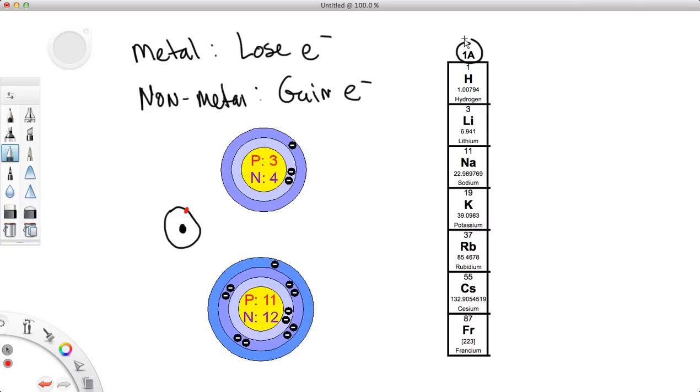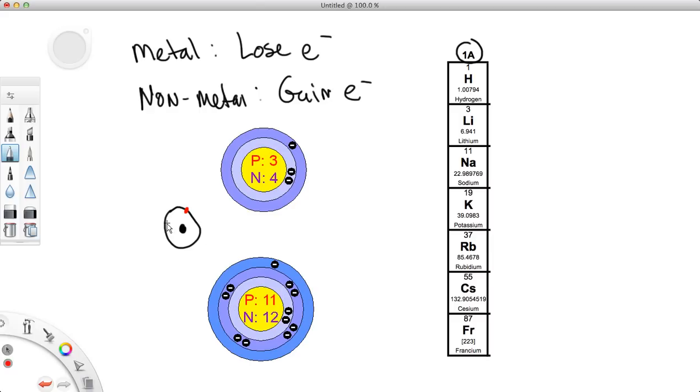That's why they're in group 1A. That 1 means 1 valence electron. But they're all metals, so they're going to lose electrons. The electron that they're going to lose is the outside valence electron. And when they do that, that gives them a stable configuration. So when sodium loses that 1 outside valence electron, it has these inner ones to keep it stable.